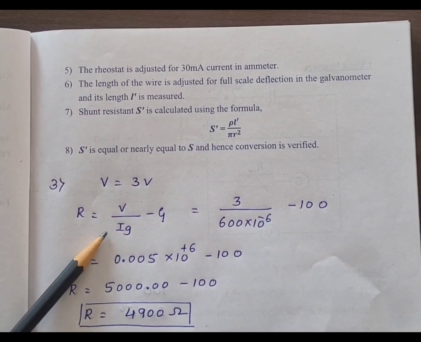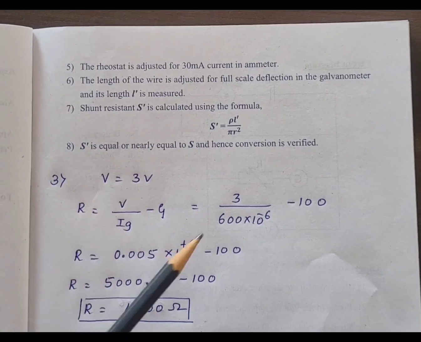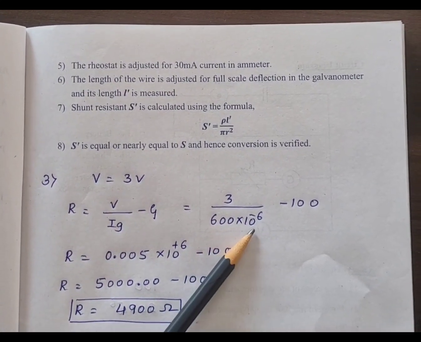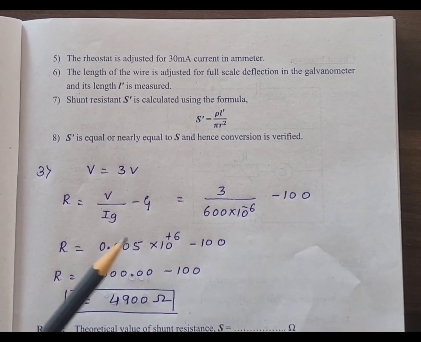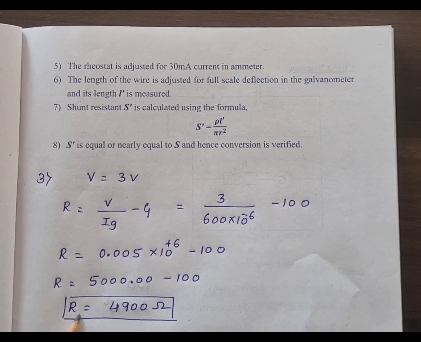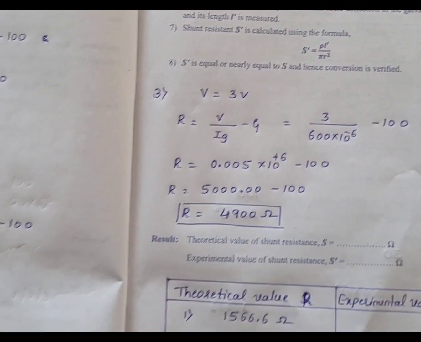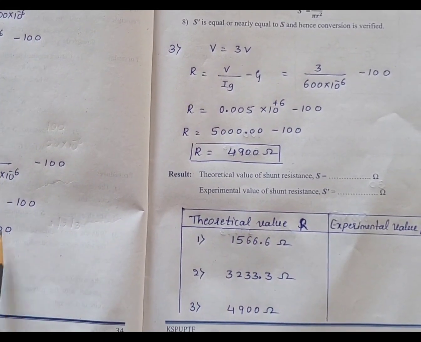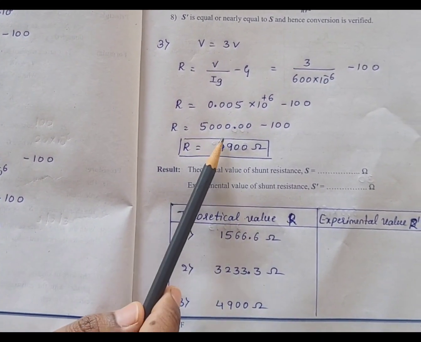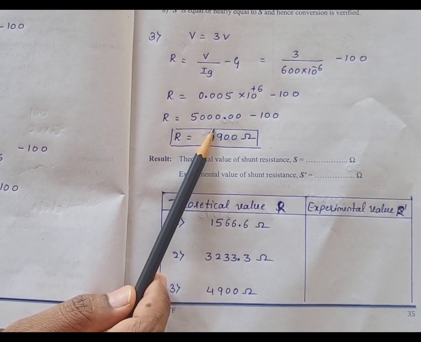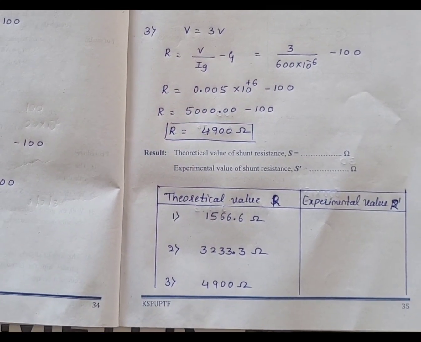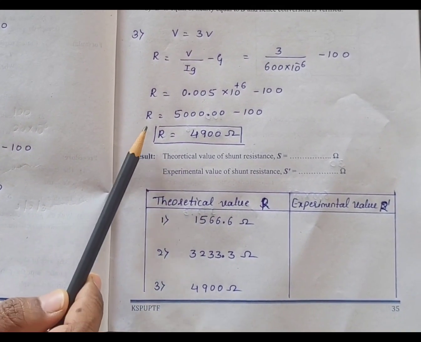Now come to the third trial, V equal to 3 volt. R equal to V by Ig minus G. V is 3 divided by 600 into 10 raised to minus 6, minus 100. After calculation, R value is 4900 ohm. Now for all the 3 trials, these are the theoretical values of R. Now experimentally we have to prove the value of R for all the 3 values.